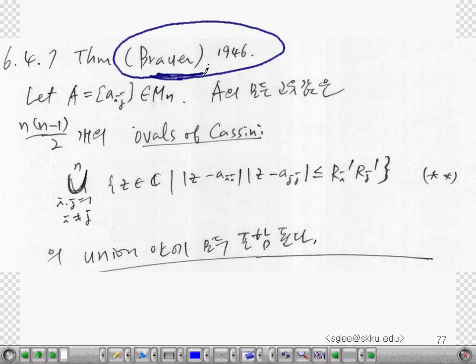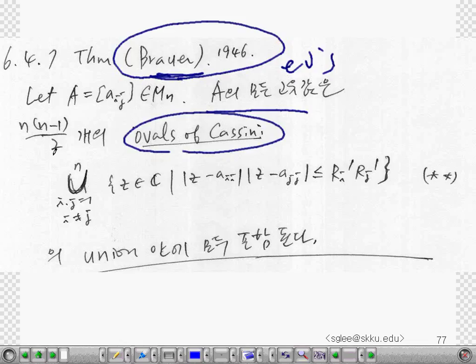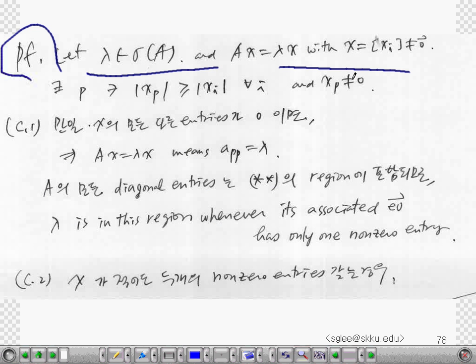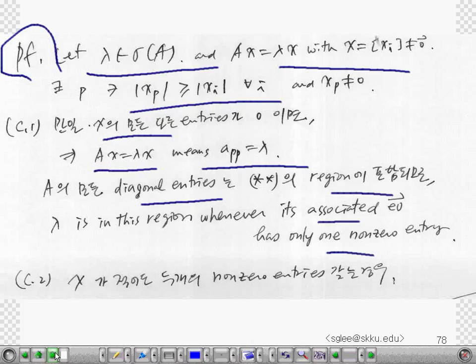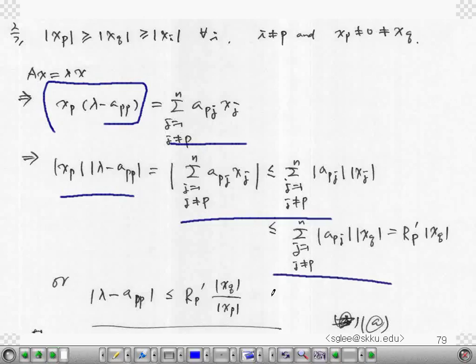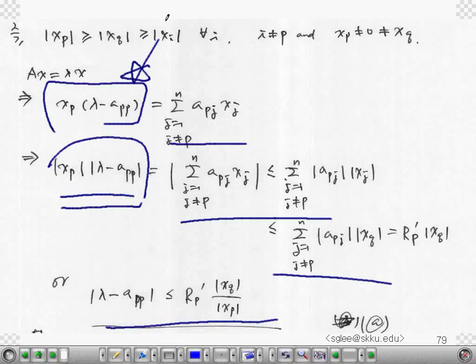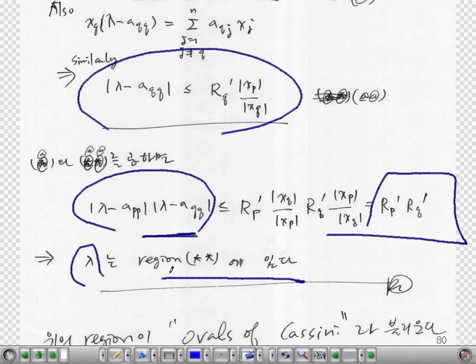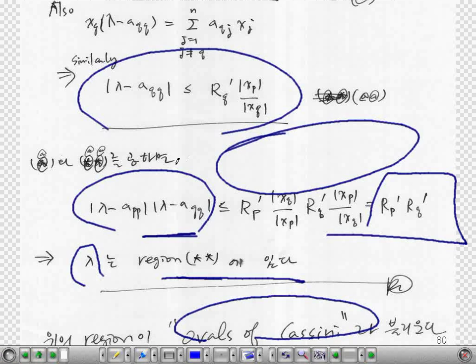In 1946, Brauer found another generalization. Every eigenvalue is in the union of this many ovals of Cassini. This is called the ovals of Cassini. All eigenvalues are in here. This is Brauer's generalization. And the proof is also very similar. You just start from Ax equals lambda x and use the same techniques that we have seen. Just the calculations. This is a typical starting point of the proof on eigenvalue localization problems like this. So lambda is in the region like this. This is called the ovals of Cassini, something like this.